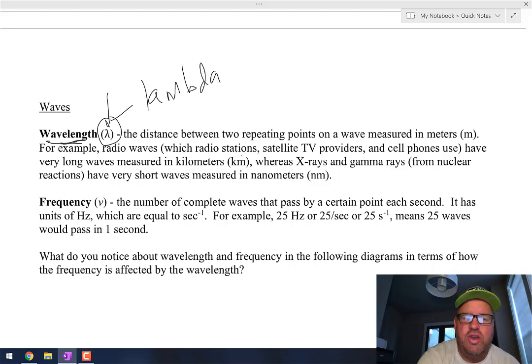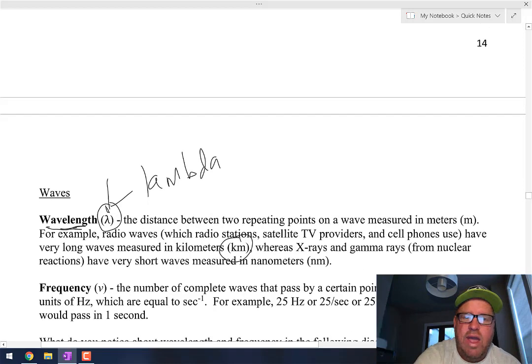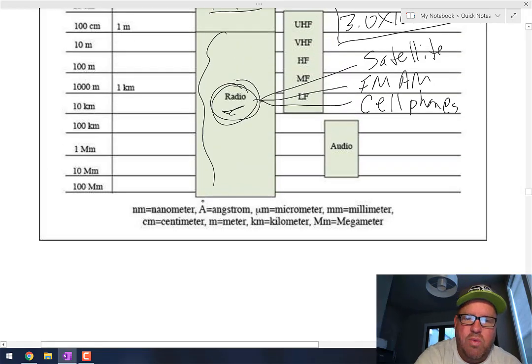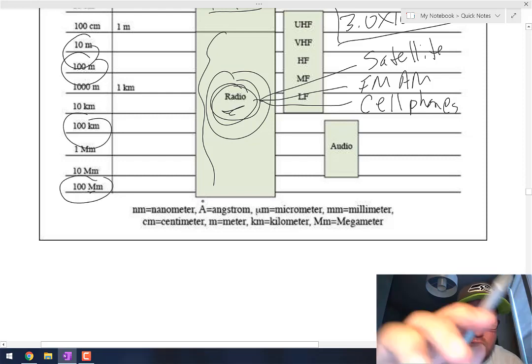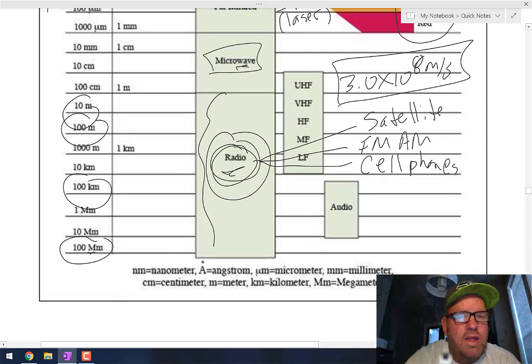They can be measured in kilometers. And these bottom ones are that. The radio waves are really, really big waves. You can see here 100 meters, 10 meters, 100 kilometers, 100 megameters, which is 1,000,000 meters. They can be really, really big waves.